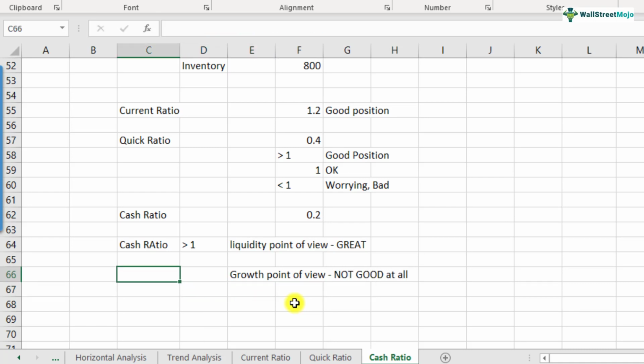But if it is less than one, like in this case, it was 0.2, it's fair. This is what a healthy cash ratio should actually look like. Usually, the more acceptable one is in the range of 0.2 to 0.3 times is what the cash ratio should be for a healthy company. However, again, as I said, greater than one, liquidity point of view, it's good, but from growth point of view, it is not good at all.